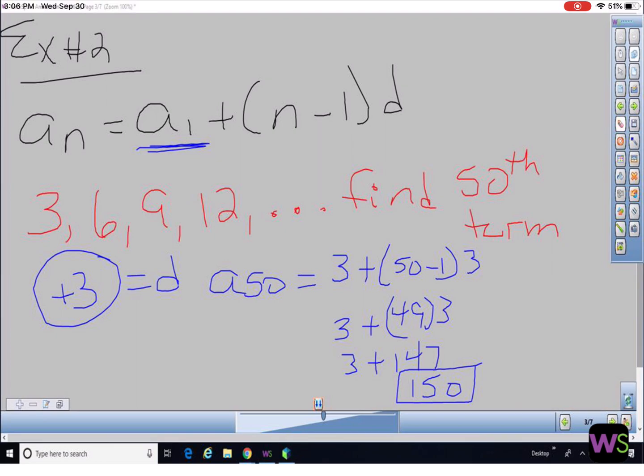And that's how you would find it. You could have found the 25th term if you wanted to, by just plugging it in and following the steps. That's what I like about the recursive form. You can find whichever one you want by plugging things in and solving it out. Okay.